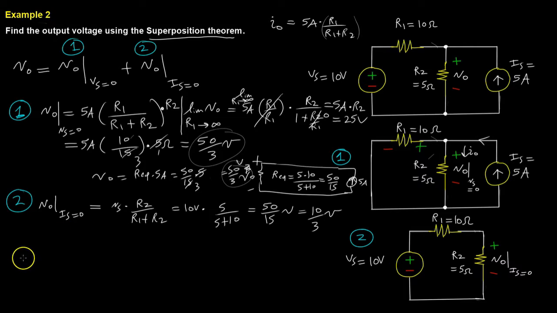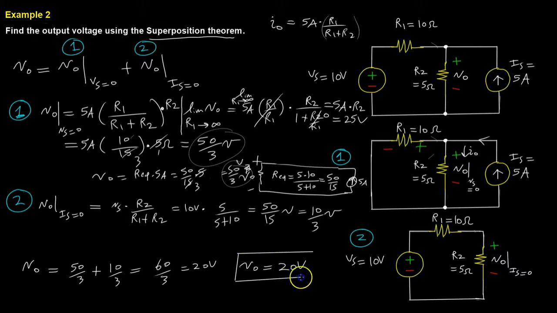And so the final answer then is that the output voltage is equal to the first case plus the second case. So you have 50 over 3 plus 10 over 3, which is equal to 60 over 3, which is equal to 20 volts. Vout is equal to 20 volts using the superposition principle.